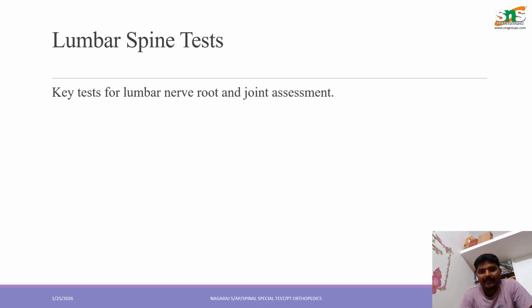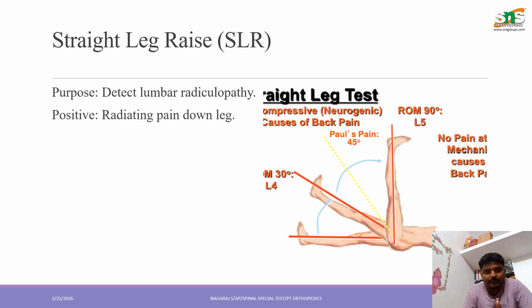Then the lumbar spine tests are mainly the key tests for lumbar nerve root irritation and joint assessment. First one is the straight leg raise test. The purpose of the test is to detect lumbar radiculopathy. The positive sign is radiating pain down the leg.